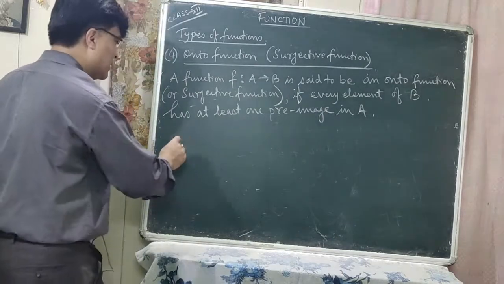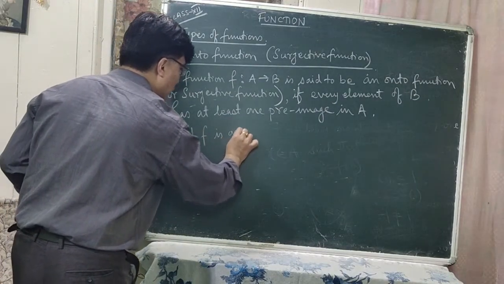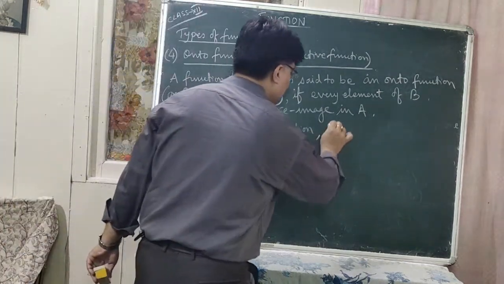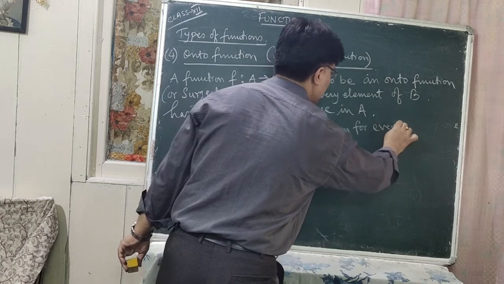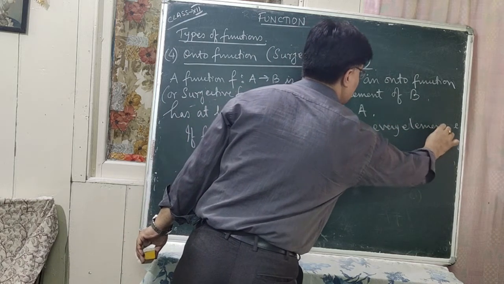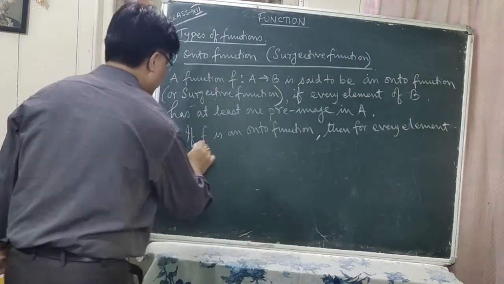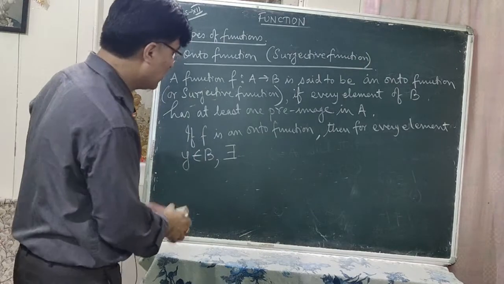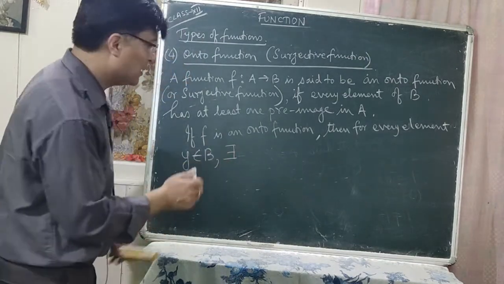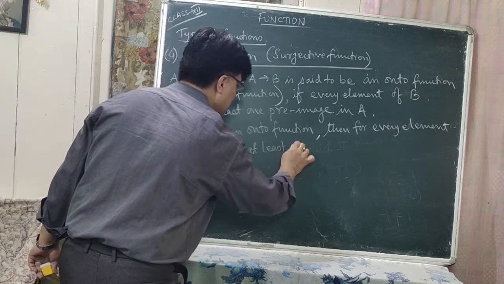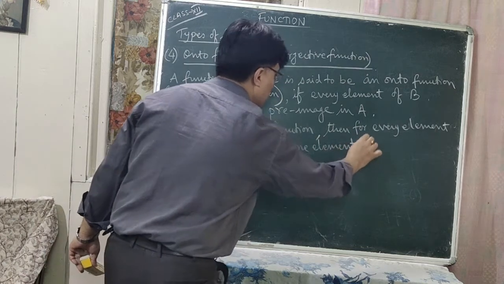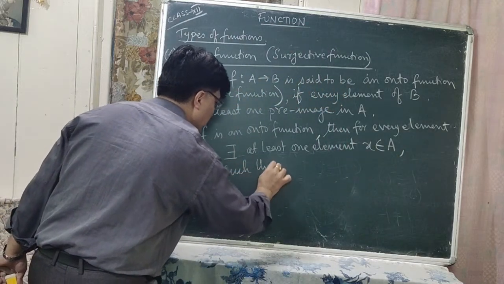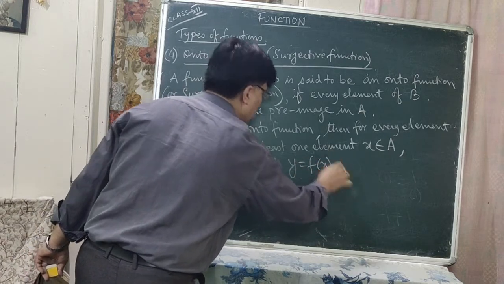So we are writing this. You can write down, if f is an onto function, then for every element y belonging to the set B, there exists, this is the mathematical symbol for there exists, at least one element x belonging to the set A such that y is equal to f of x.